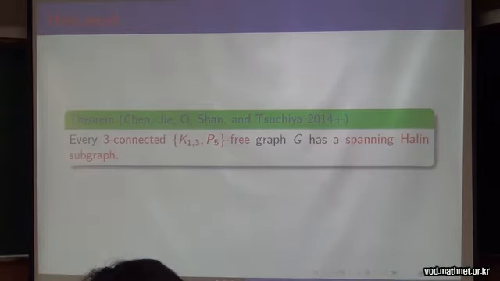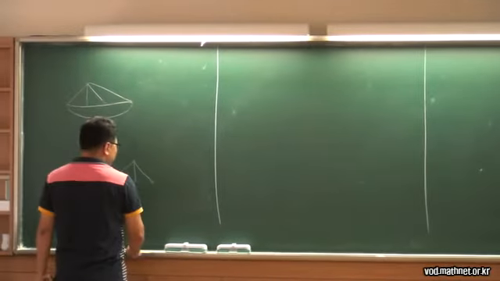And this condition is best possible in this way. So the first thing is K_{1,3} is a claw, meaning no degree 3 vertex with independent neighbors. K_{1,3} is this.